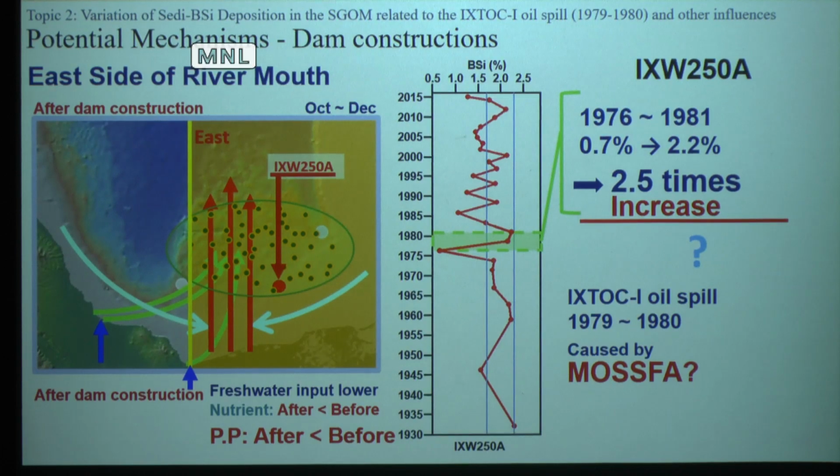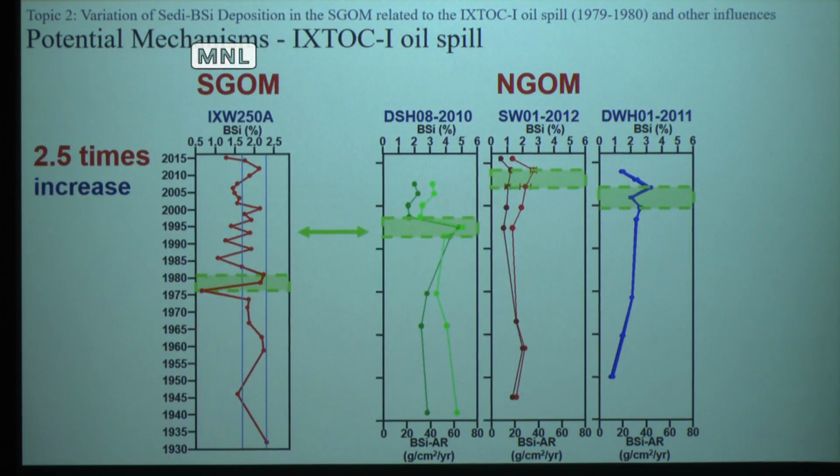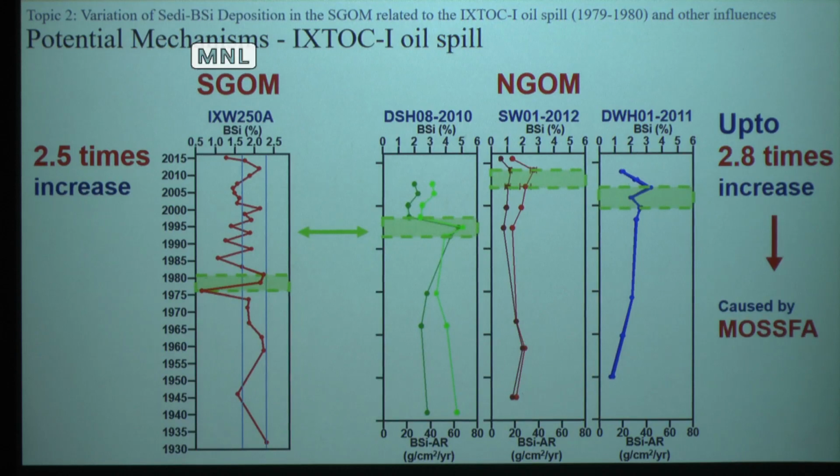This is because this period is included in 1976 to 1981. And also, the 2.5 times increase of the sedimentary biogenic silica in IXW250A is really similar to the increase of biogenic silica after the Deepwater Horizon oil spill in the northern Gulf of Mexico. After the Deepwater Horizon oil spill, the sedimentary biogenic silica increased up to 2.8 times, associated with the MOSPA. So now I will talk about whether each research site of the southern Gulf of Mexico has the proper environment for the MOSPA event to happen or not.